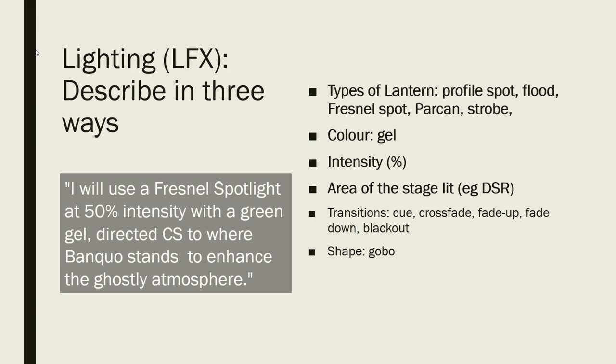Here's the example I'm going to give you. I will use a Fresnel spotlight at 50% intensity with a green gel directed centre stage to where Banquo sits to enhance the ghostly atmosphere. So that's one. I've talked about the lantern, the intensity, the gel, the area of the stage. So that's 4 different things I put in there, and that was quite easy to find 4 different ways. So it shouldn't be too hard to find 3.